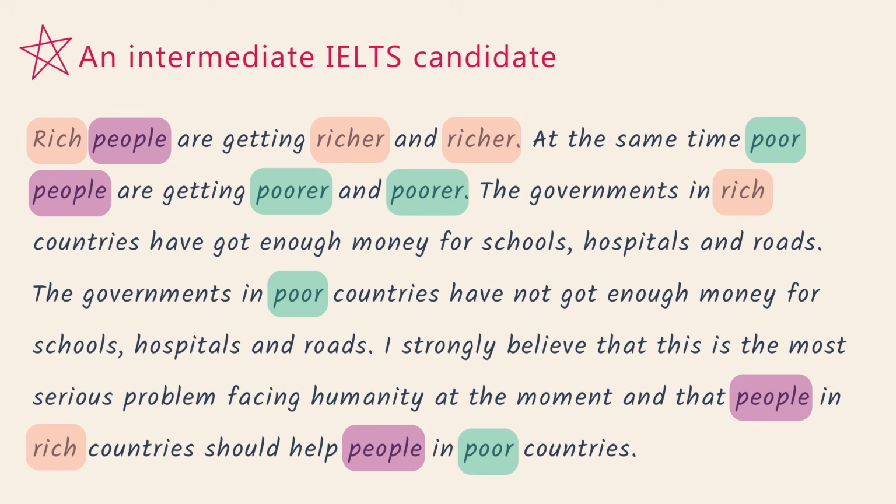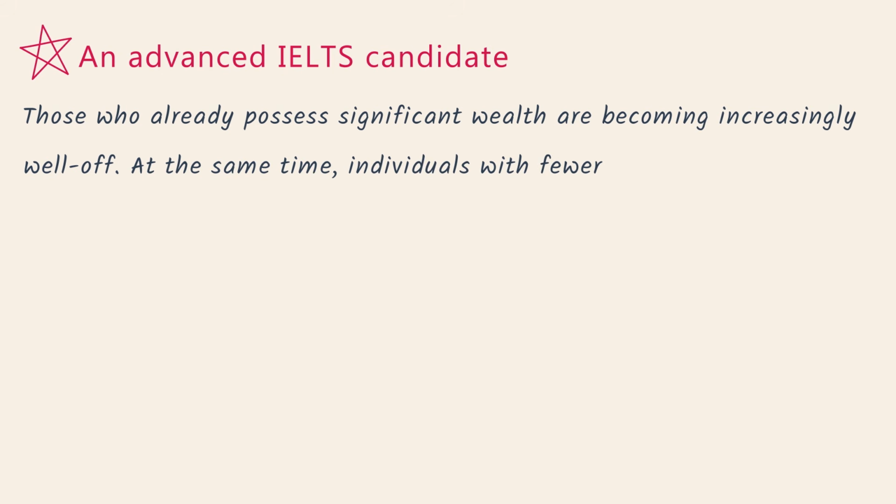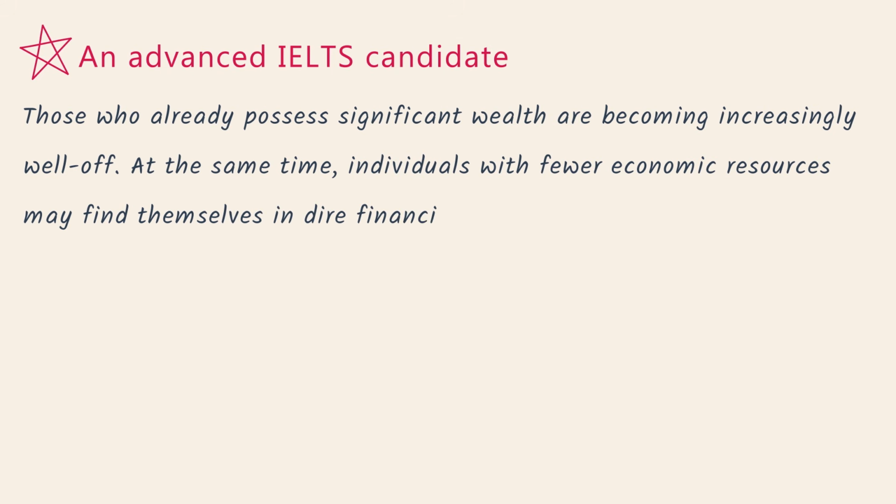Now here, we see poor people are getting poorer and poorer. So instead of poor people, we can write individuals with fewer economic resources. Individuals with fewer economic resources. This means poor people are getting poorer and poorer. So what can we write? We can write may find themselves in dire financial straits. Right? So instead of becoming poorer and poorer, I write this sentence. May find themselves in dire financial straits.